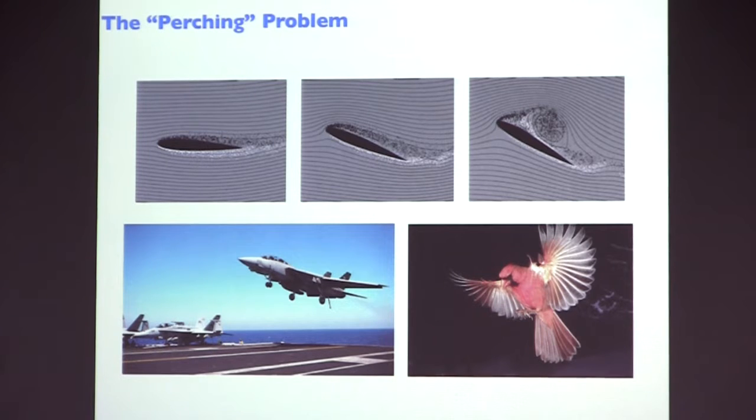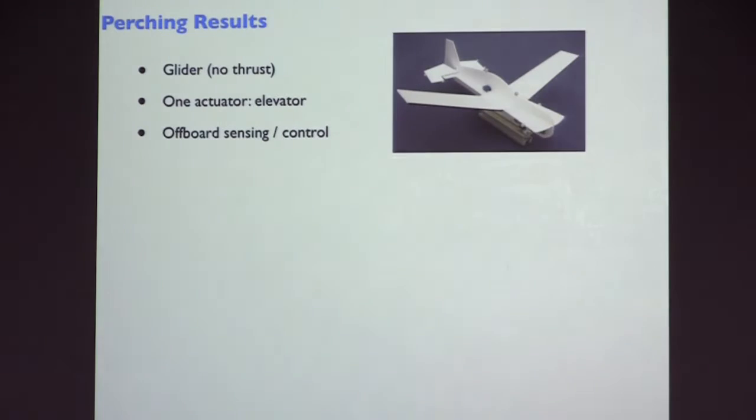And despite basically having this parachute out, exposing them to an enormous amount of drag, they're still doing exquisite landings, like hitting a branch on a tree. We can only hit a carrier, right? So we wanted to see if we could try to make a plane do that. We tried to build the simplest possible plane that could reproduce that sort of a result.